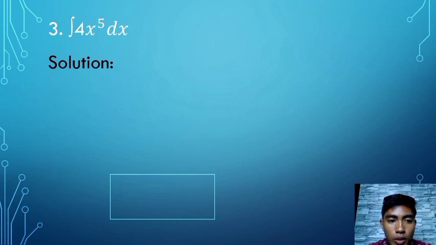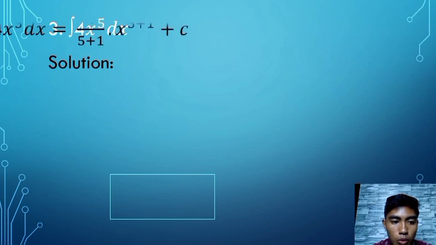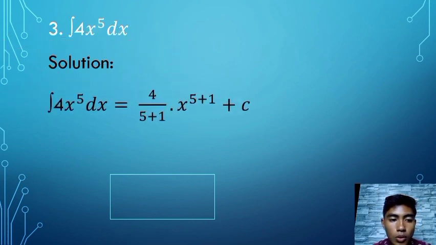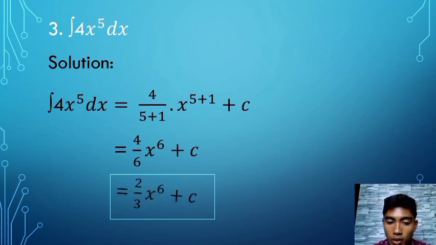For number 3, we have the integral of 4x raised to 5 dx. To solve this problem, we need to apply the power formula. So we get the integral of 4x raised to 5 dx is equal to 4 over 5 plus 1 times x raised to 5 plus 1 plus c. So we get 4 over 6 x raised to 6 plus c. And our final answer is 2/3 x raised to 6 plus c. This is the last of the problems.